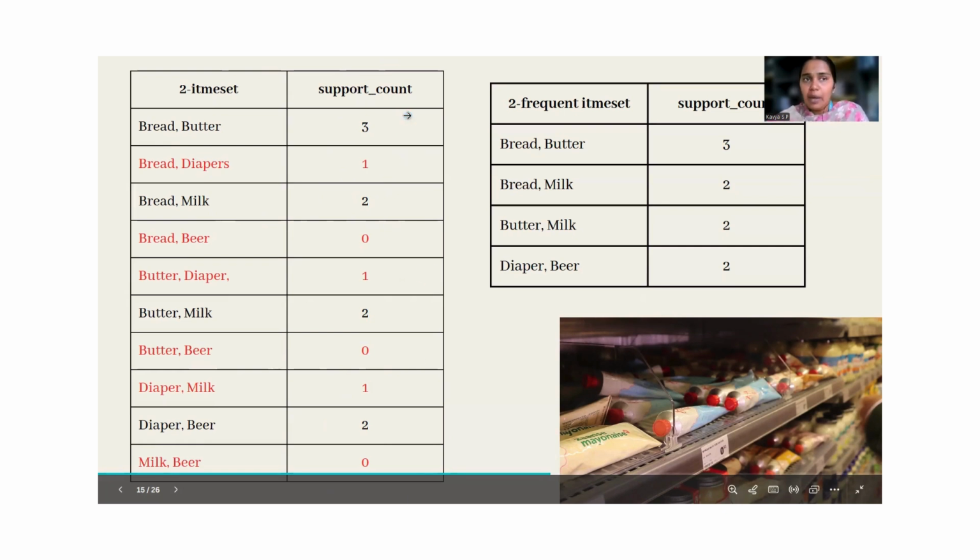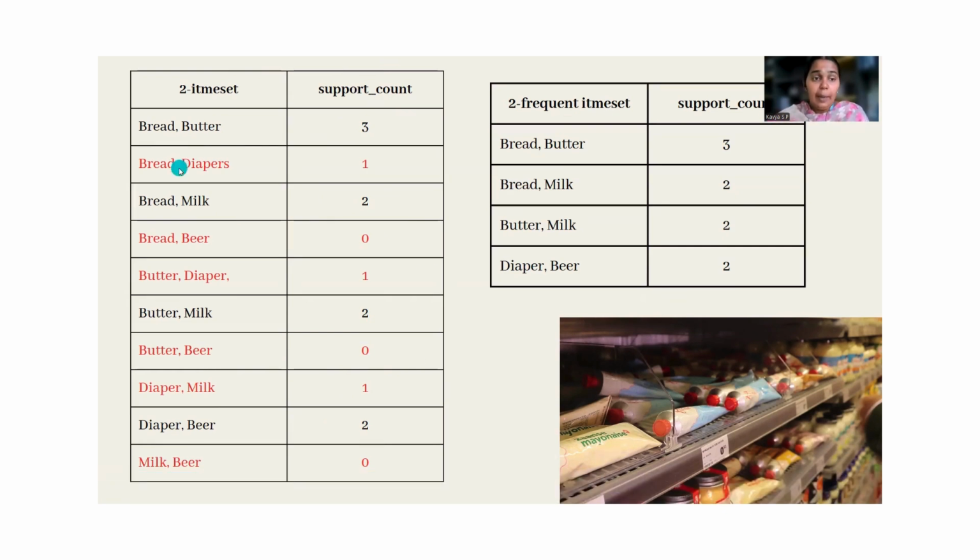And since my minimum support count is 2, I am pruning out the items whose support count is not greater than or equal to 2. I must prune out the values that have 0 and 1. So I'll end up creating my 2 frequent item sets: bread butter, bread milk, butter milk, and bread diaper beer. Now I have come to a conclusion of constructing 2 frequent item sets.